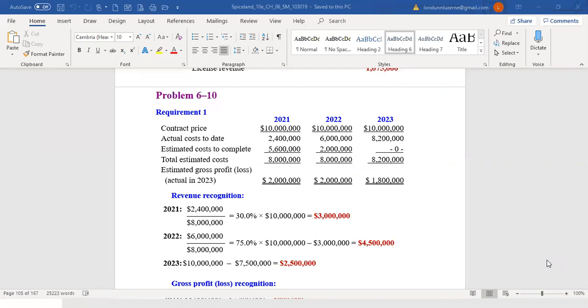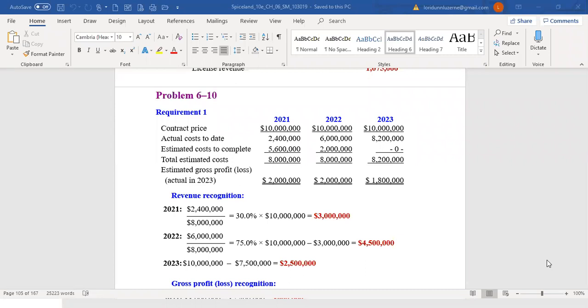So the first year, our actual costs through the end of 2021 are 2.4 million. Divide that by the total costs expected of 8 million. So 30% of the project is considered to be complete, because we've spent 30% of all the costs we expect to spend. So that means $3 million of the 10 million should be recognized as revenue in 2021.